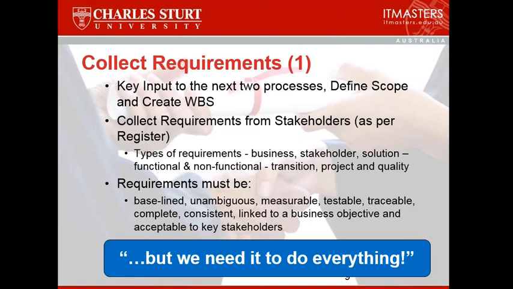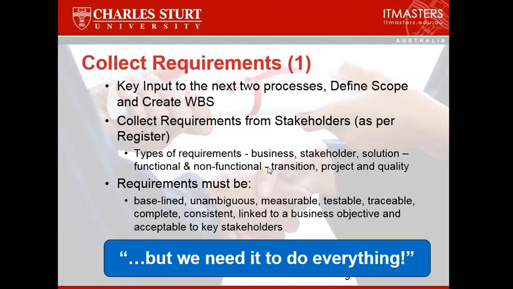We have transition: what happens when we're moving from where we are into whatever the project is delivering? What project deliverables, what project requirements, and what quality outcomes do we expect? Requirements must be baselined, unambiguous, measurable, etc. All these things are appropriate when we're determining what the requirements are and putting some substance around them.